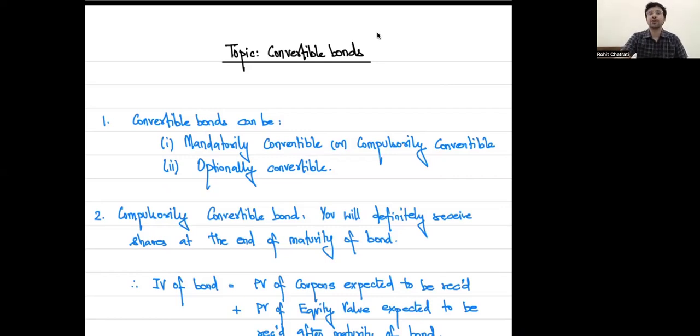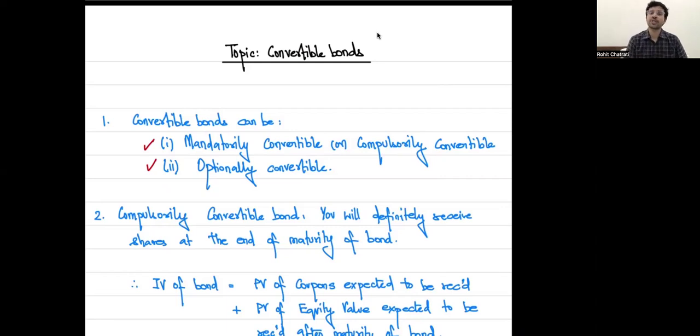Convertible bonds can be of two types. There can be compulsorily convertible bonds or optionally convertible bonds. Compulsorily convertible is where the investor does not have an option. For example, I am purchasing a bond which has a maturity of 5 years. At the end of fifth year, whether the investor wants to convert or not, the bonds will automatically get converted into equity shares. Those are called compulsorily convertible bonds.